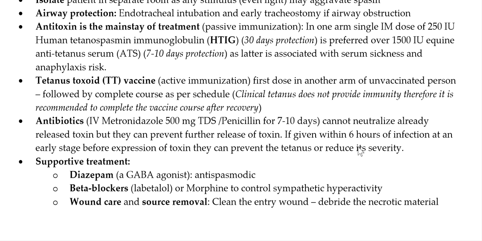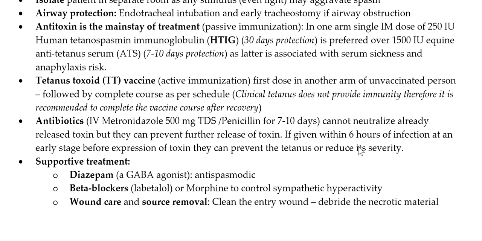So obviously antitoxin is the mainstay of treatment. It will neutralize the already circulating toxin, but antibiotics cannot do that. Antibiotics cannot neutralize already released toxin, but they can prevent further release of toxin. And the drug of choice here is IV metronidazole. Alternative is penicillin, and it should be given intravenously for 7 to 10 days. If the antibiotic is given within the early stage of infection, that is within 6 hours, then yes, they can prevent the tetanus or at least reduce its severity, because expression of toxin requires at least 6 hours.